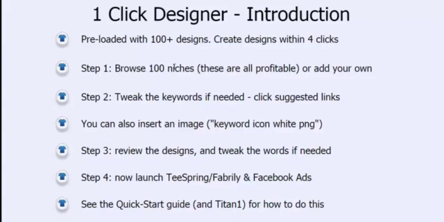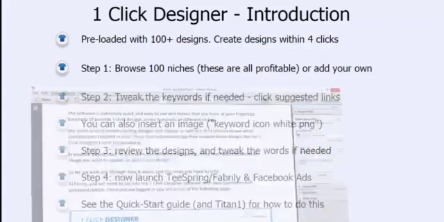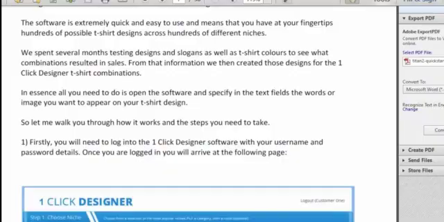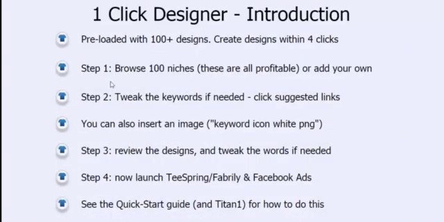We then tweak some keywords, which we can do by brainstorming using suggested links. We can also upload an image, create our designs, review and tweak them if needed, and then we grab the design images, upload them to Teespring or Fabrily and start driving Facebook ads. This final step, uploading to Teespring or Fabrily, and the Facebook part, is covered inside the quick start guide, which you can get from the members area. What I'm going to focus on here though are the first 3 steps of the process.